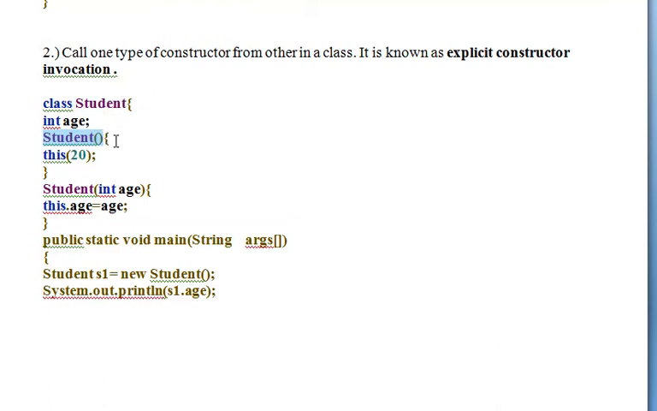The constructor's definition will run. First statement is this(20), means this non-parameterized constructor is making a call to the parameterized constructor with the help of this statement, this(20). Now this 20 will be copied to the value age here.